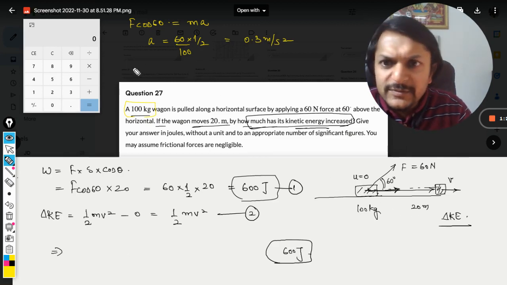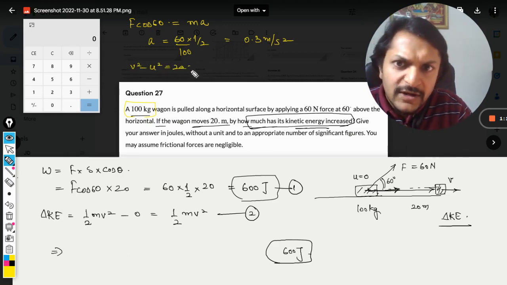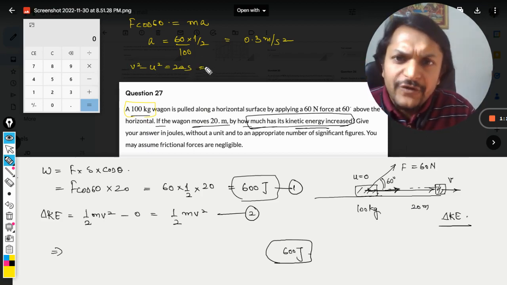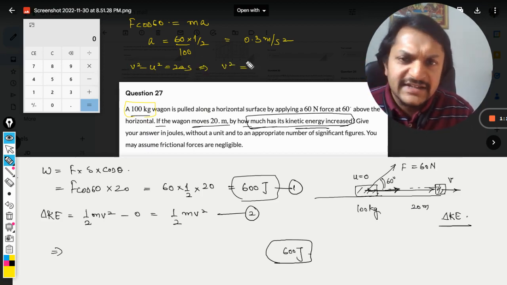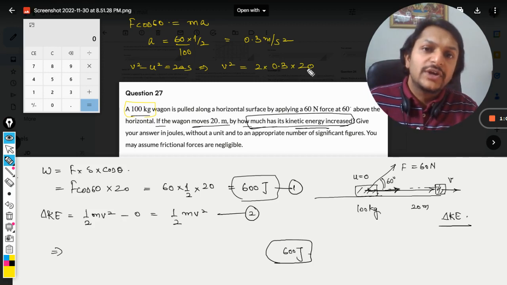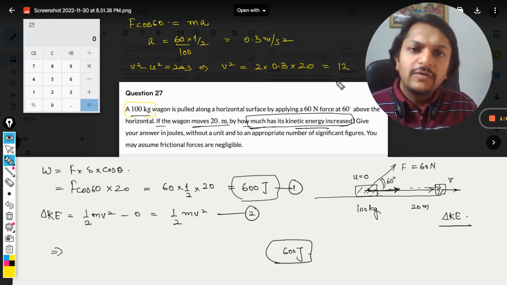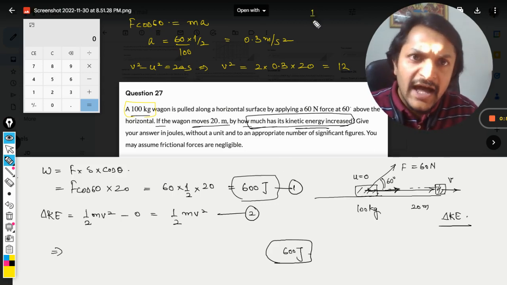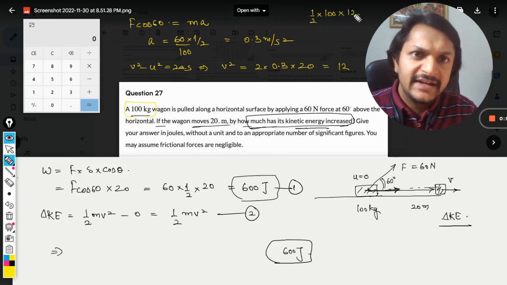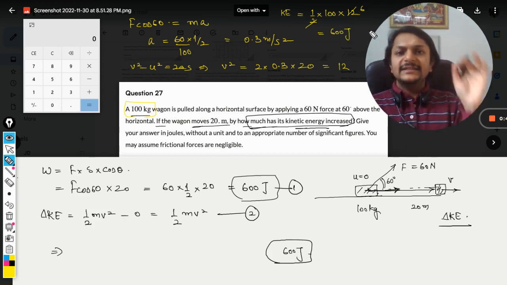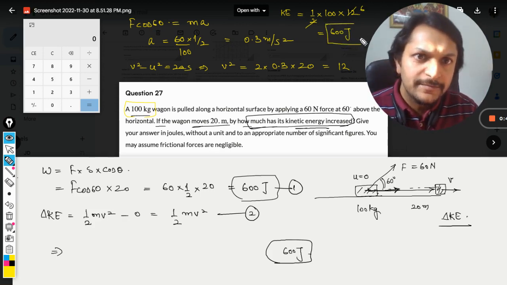And now because the displacement is given, we are going to use v square minus u square is equal to 2as. From here u is taken as 0, acceleration will be this, and the displacement will be 20. So it is 3 4s are 12, we can say. And now we want to find the kinetic energy. So half into m into v square, where v square will be directly taken as 12. So this is our kinetic energy. So this is 600. So by this way also you are getting the same answer, that is 600 joule.